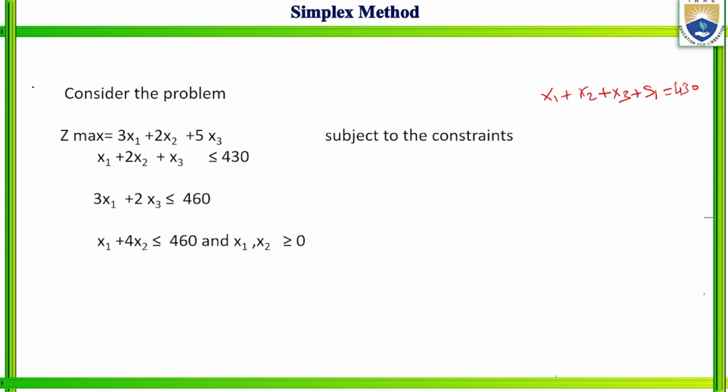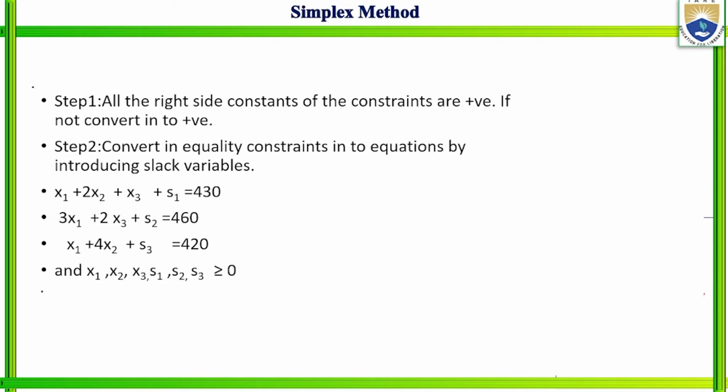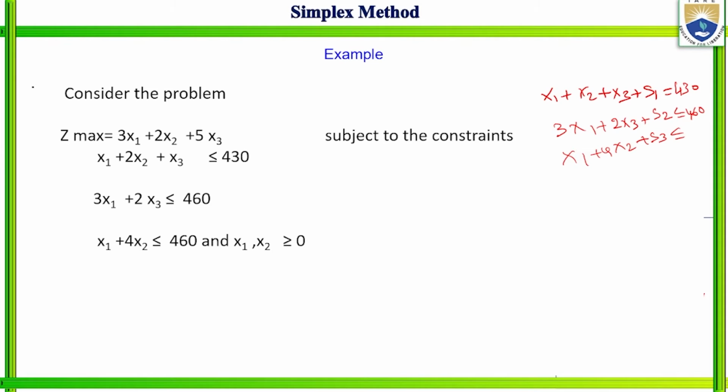Then the second constraint is 3x1 plus 2x3 plus s2 equal to 460. Then x1 plus 4x2 plus s3 is equal to 420. So we have to write this as 420.